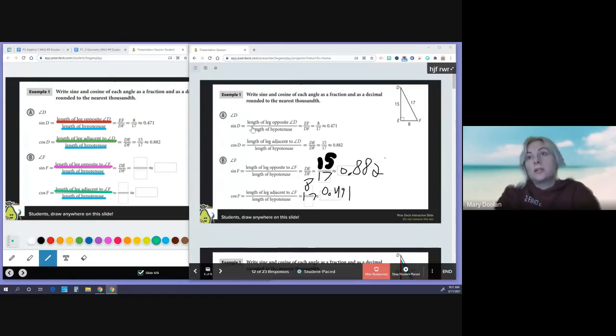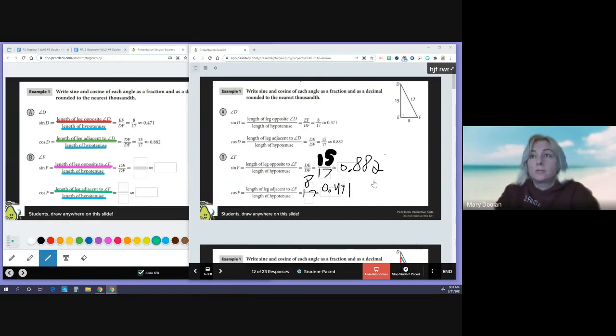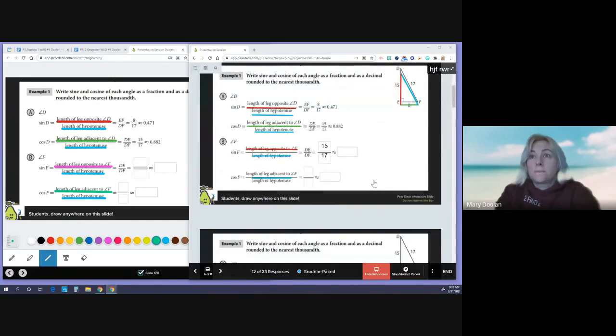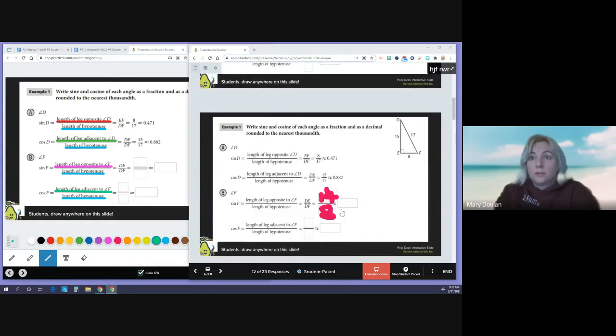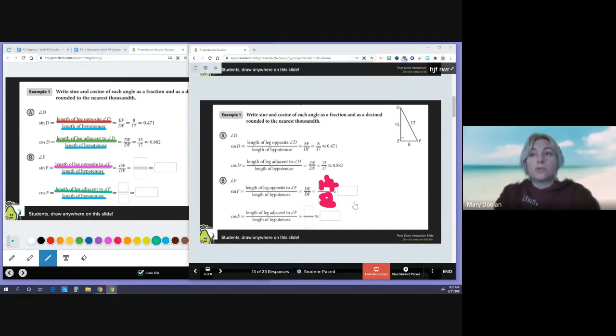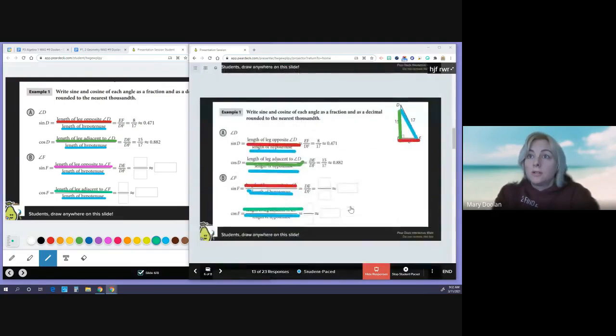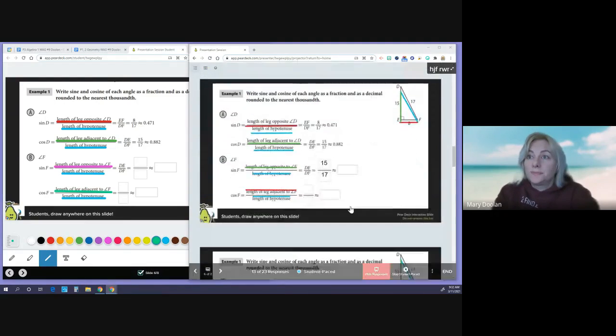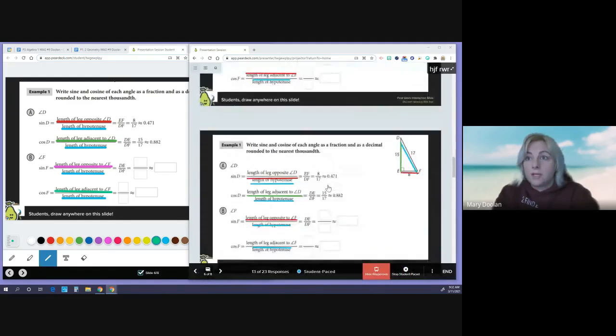And you can use the calculator to round. Use the calculator to evaluate that. Okay, so right here, this looks great. This is correct. Doing good so far. So this looks like 14. We have 15, 17, or 8. Those are only 3 choices. 15 over 17. Yep.